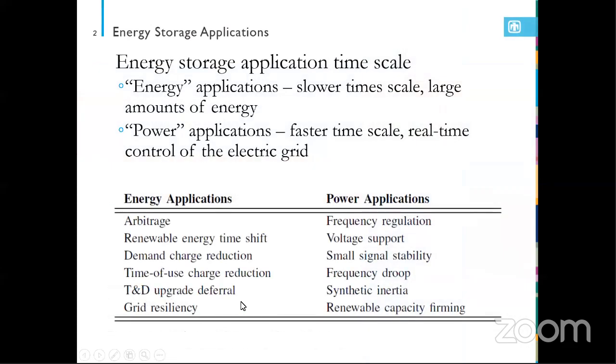There we go. Okay. So energy storage applications, there are many of them. There are lots of different ways to categorize or slice and dice applications. One common way is to break them up into energy and power applications. Energy applications are often slower time scales, like hours to days, and often involve large amounts of energy. Power applications are more.